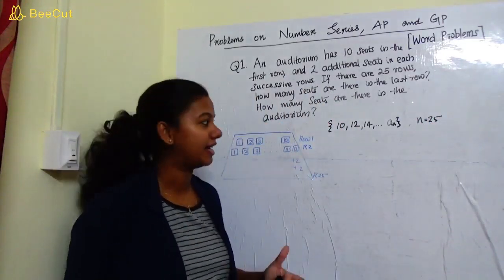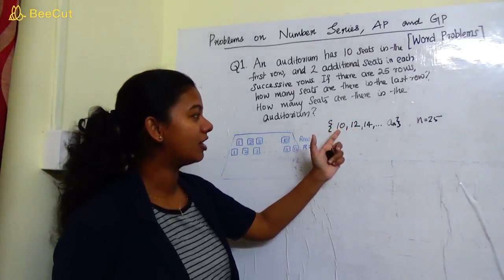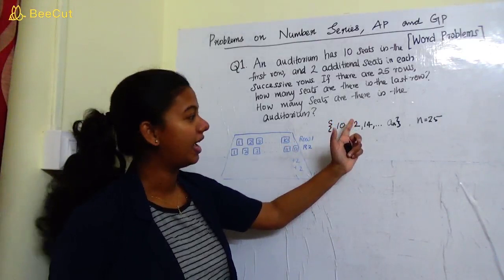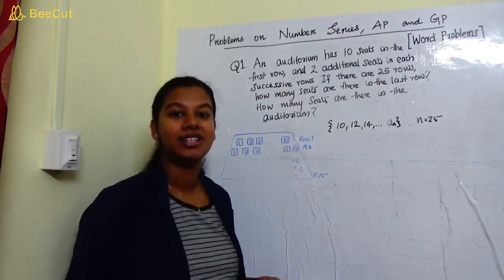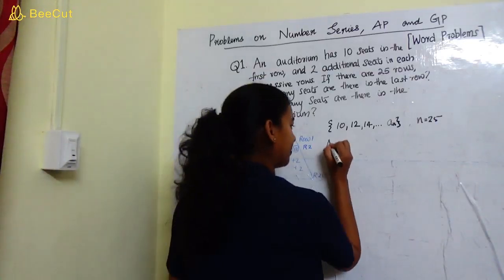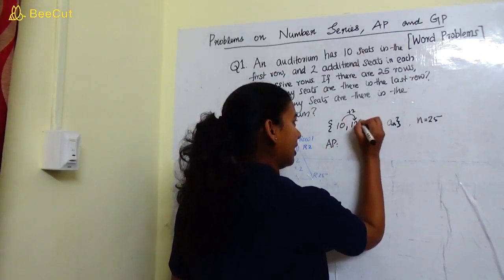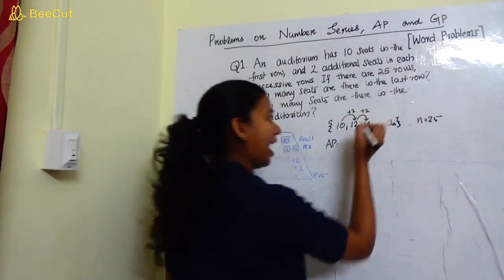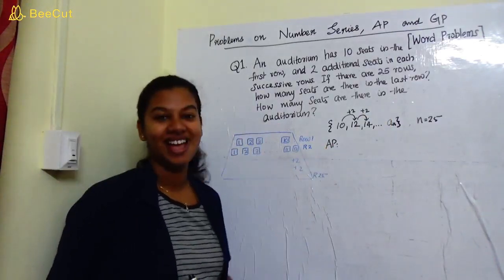Now let's find the pattern. We already know that the second term is got by adding 2 to the first term, and plus 2 like that. The pattern is add 2. So it is an arithmetic progression, AP, right? Because if I add 2, I'll get 12; 12, add 2, I'll get 14. So now let's work this out in arithmetic progression.